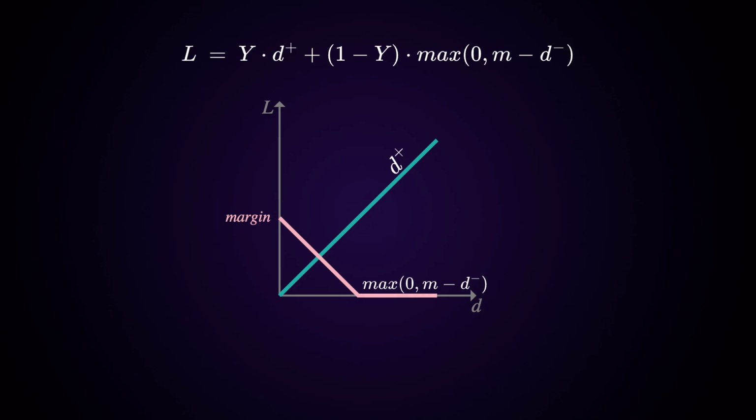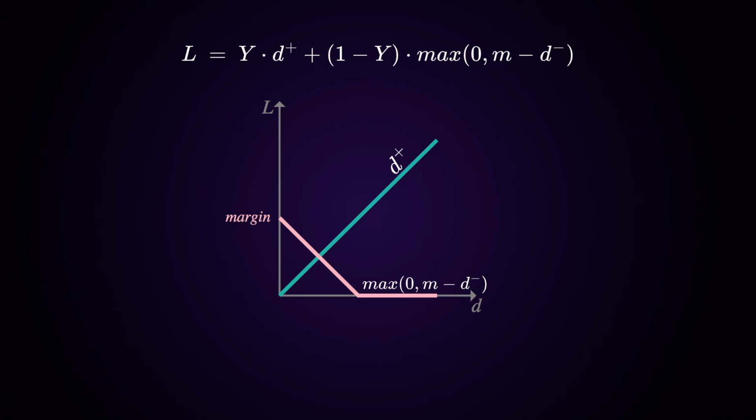Without them, the loss function is very simple. Its value, or the force it uses to push or pull samples, is equal to the distance for the positive case or the margin minus the distance for the negative case. It's completely linear and straightforward.